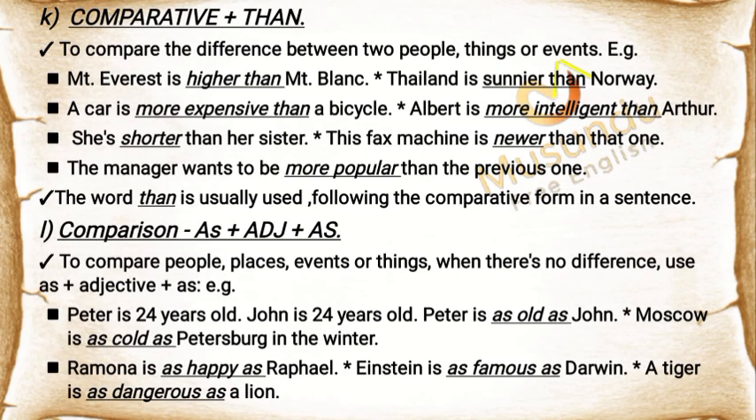L, comparison, as plus adjective plus as. To compare people, places, events or things, when there's no difference, use as plus adjective plus as. Examples: Peter is 24 years old. John is 24 years old. Peter is as old as John. Moscow is as cold as Petersburg in the winter. Ramona is as happy as Raphael. Einstein is as famous as Darwin. A tiger is as dangerous as a lion.